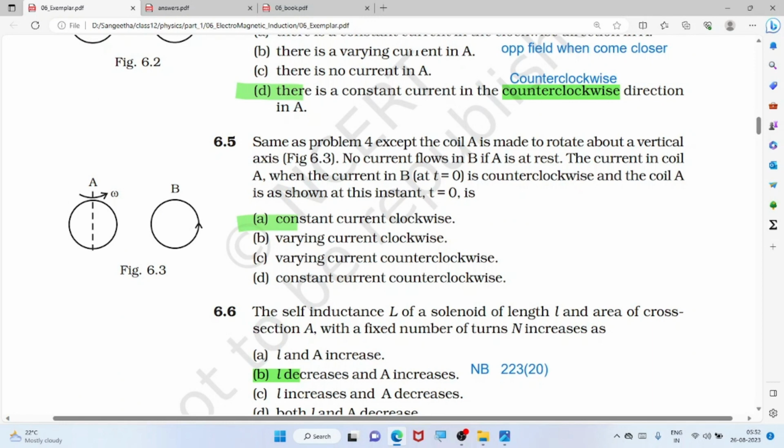Same as the previous problem, except that A is made to rotate about its vertical axis. No current flows when B and A are at rest, since the current is 0. Here it is rotating, but it is not coming closer, so there is no change in flux. So that is a constant current in the clockwise direction.